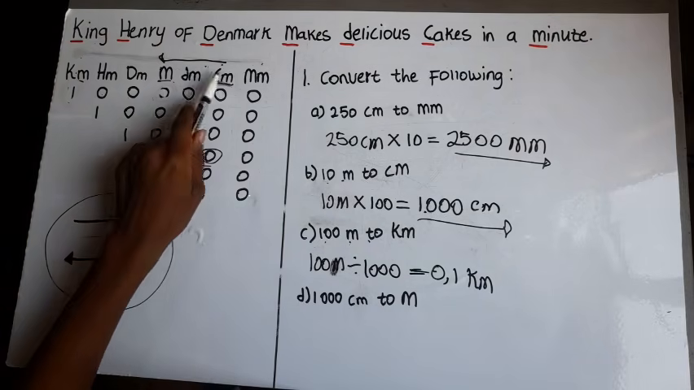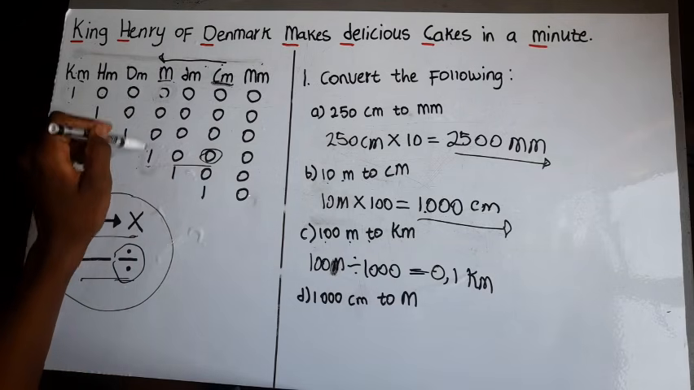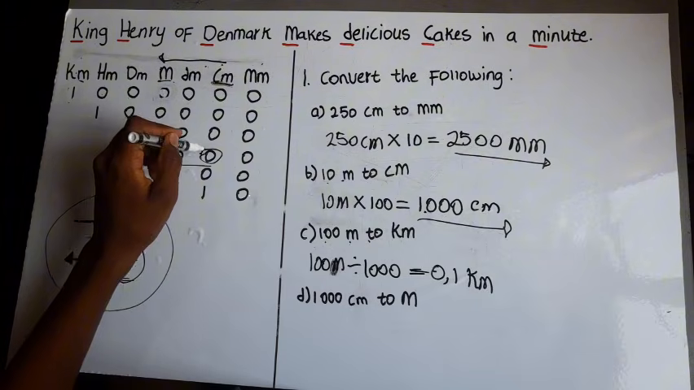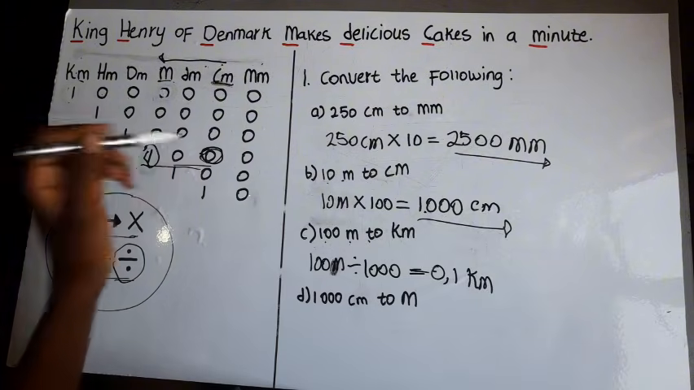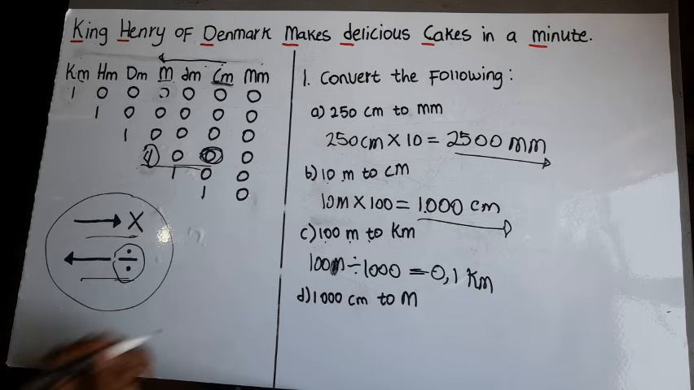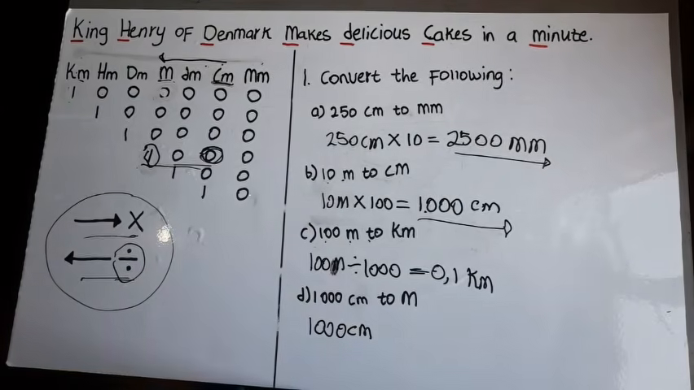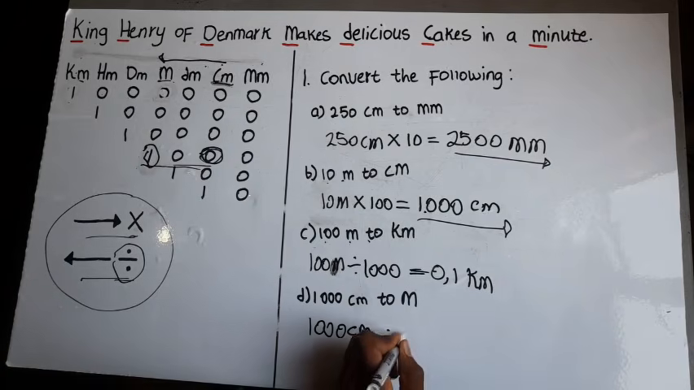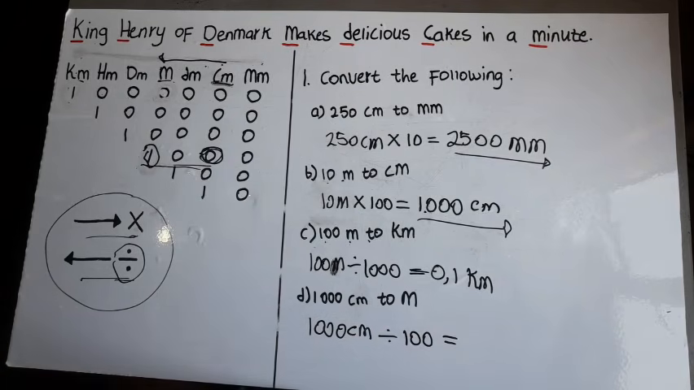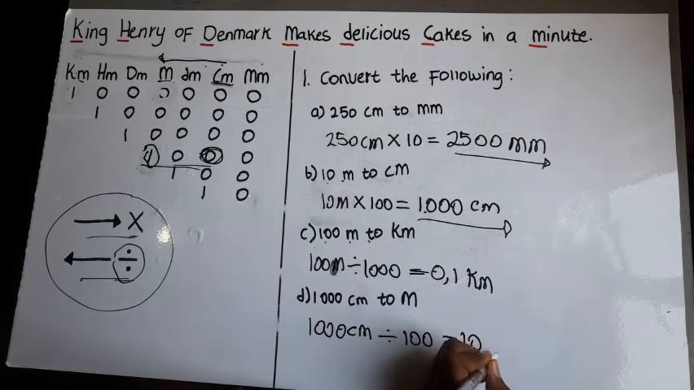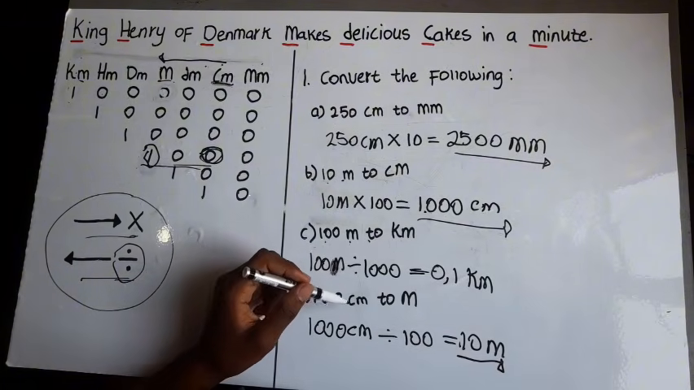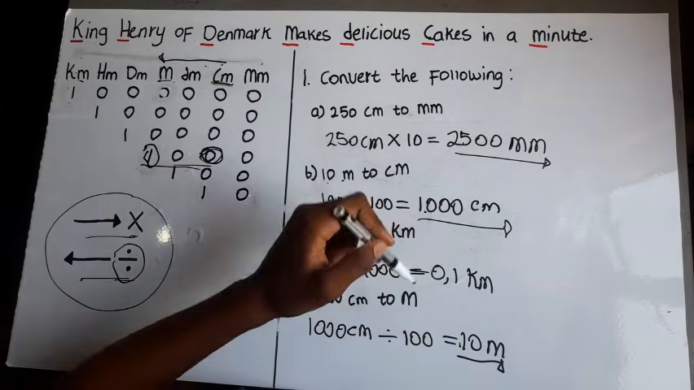So we're going from centimeters to meters. The 1 on the same line with meters and the 0 on the same line with centimeters, we have 100 units. So that means that we're going to do what? We're going to take our 1,000 centimeters and do what with it? Divide it by 100. So let's see how much that gives us. 1,000 divided by 100 gives us 10 meters. So that means that 1,000 centimeters equals 10 meters.